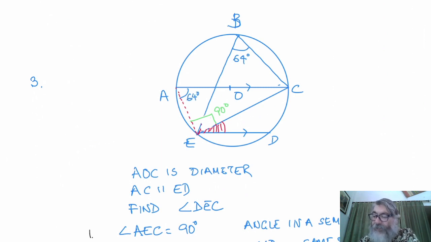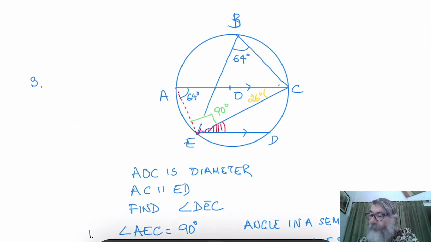This is 64, this is 90. So I can calculate the third angle of the triangle, angle ACE. Angle ACE will be 90 minus 64. That will come out to be how much? 90 minus 60 is 30, 30 minus 4 is 26 degrees. This angle comes out to be 26 degrees.